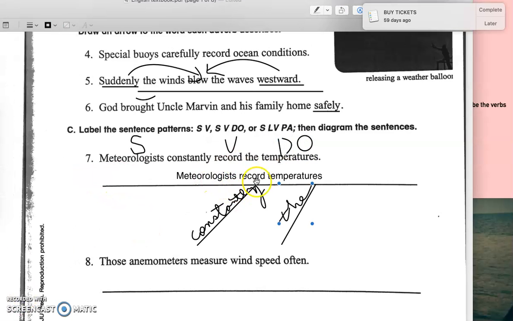Okay, now we're going to write down the words here. So subject, verb, direct object. How did they record it? Constantly. When did they record it? Constantly. That's what I meant. And the temperatures. The is the adjective.